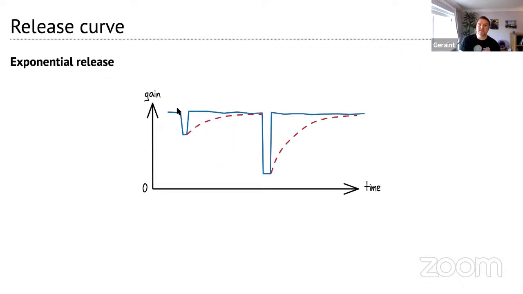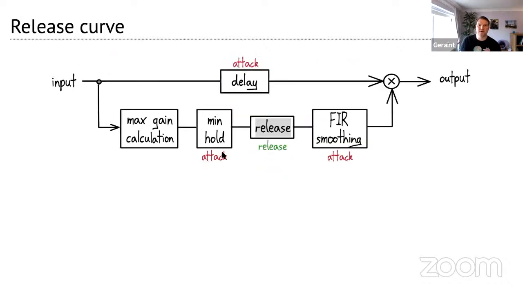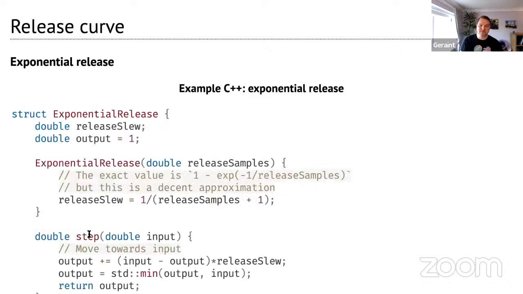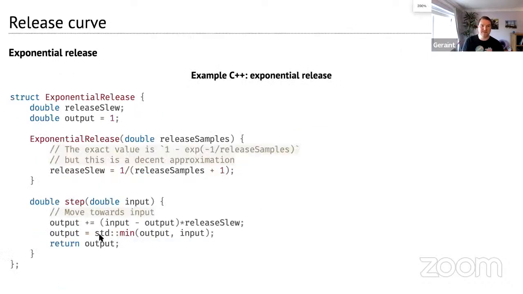So this is our minimum hold, moving minimum signal, the blue one here. And then our release curve that we're creating is going to be this exponential one. So when it decreases, it moves instantly. When it increases, it moves slowly. And I'll zoom out so you can see the code.